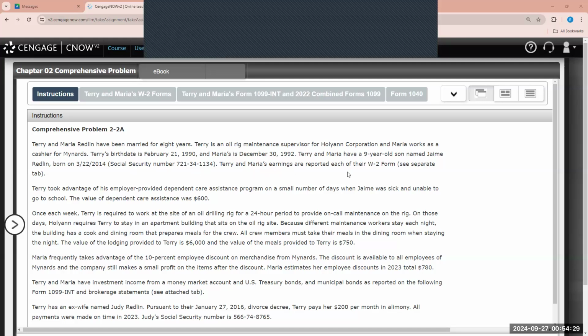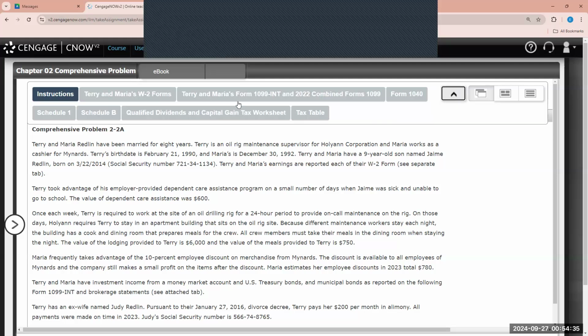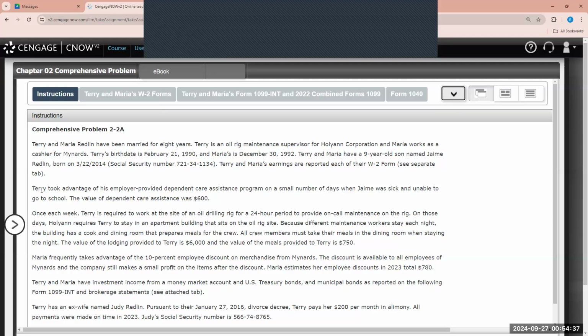Terry and Maria's earnings are reported on each of their W-2 forms. So it says see separate tab. So here we see we have several tabs. Next, it says Terry took advantage of his employer provided dependent care assistance program on a small number of days when Jamie was sick and unable to go to school. The value of the dependent care assistance was $600.